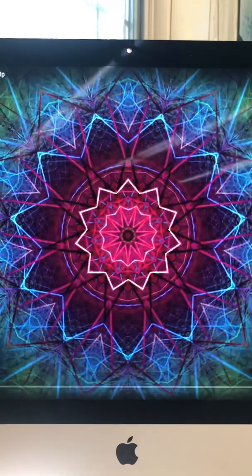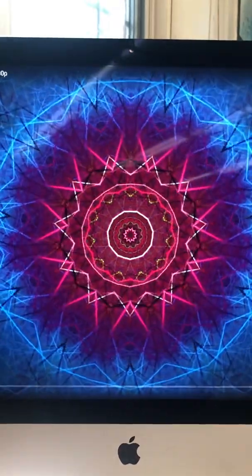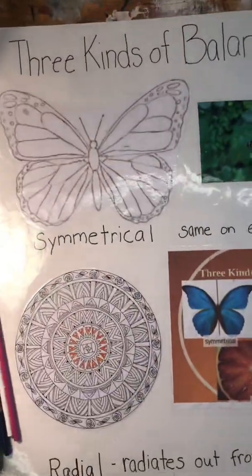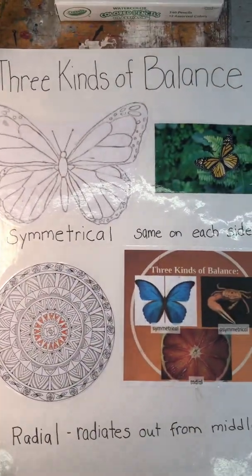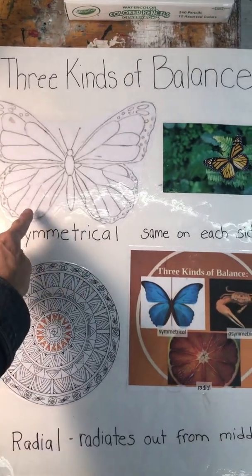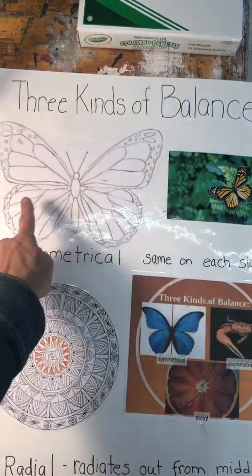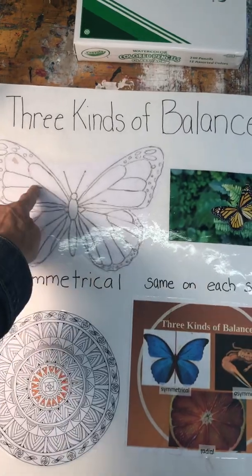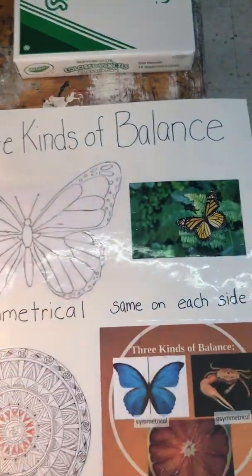These are fractals. Let's take a look at some other types of balance. Here we have the three types of balance. We have symmetrical balance here, where it's the same on both sides. Whatever you see here is the same over here.